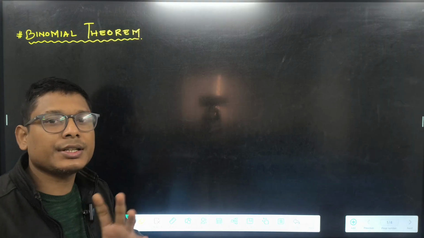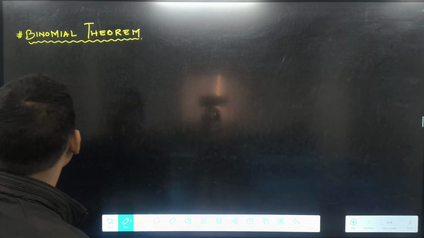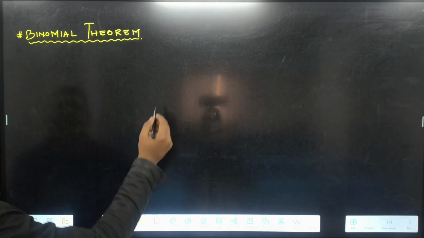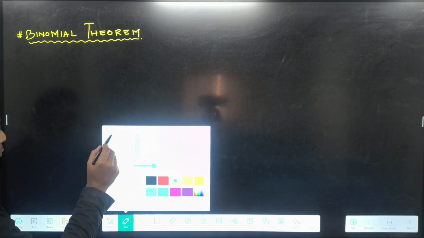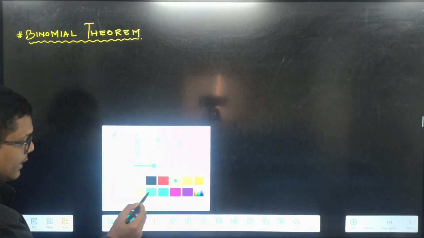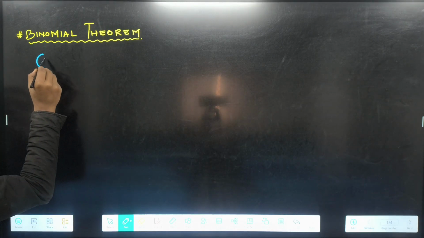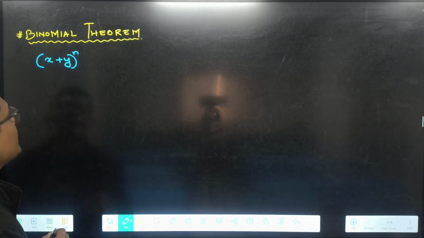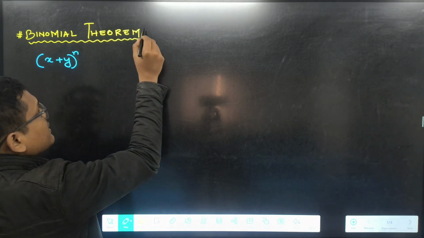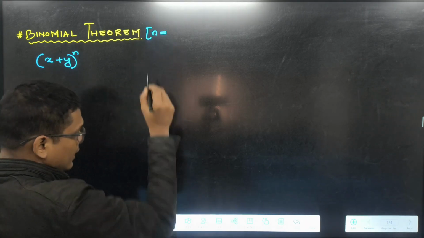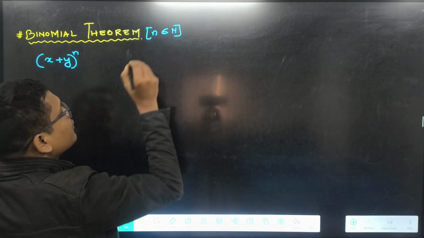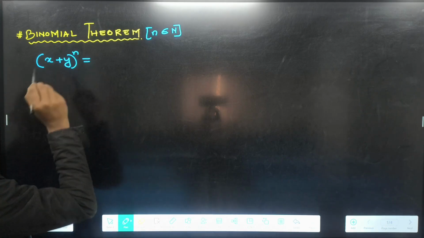Okay, so let's start the topic. Before going to the general term of binomial theorem, we will see a little bit of binomial theorem expansion for natural index. In our binomial theorem classes, we have seen the binomial expansion, let's say x plus y to the power n, and we were doing this expansion for the natural index. That means here n belongs to natural numbers.